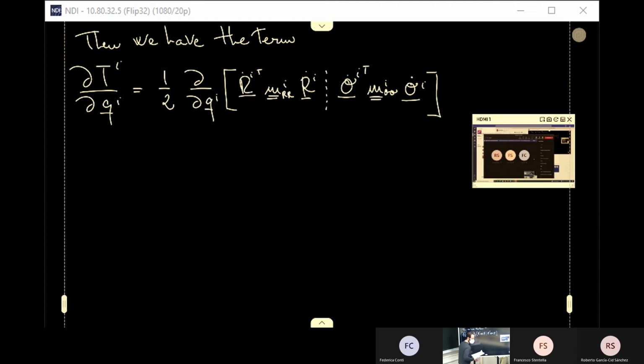Now you see that in the first part, there is no term directly dependent on the q's. So this is a function of R dot, not of R. Here, always constant. So the derivative of this first part is 0. What actually applies is on the other side, on the following part.